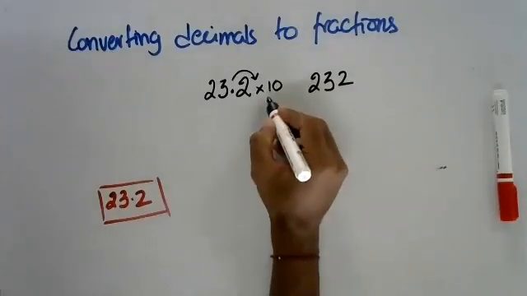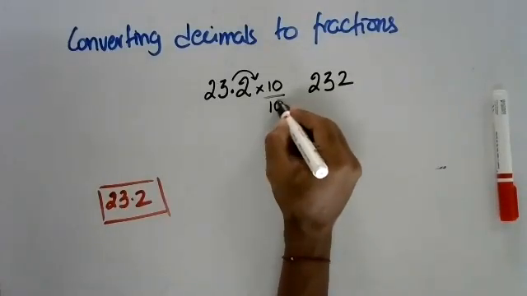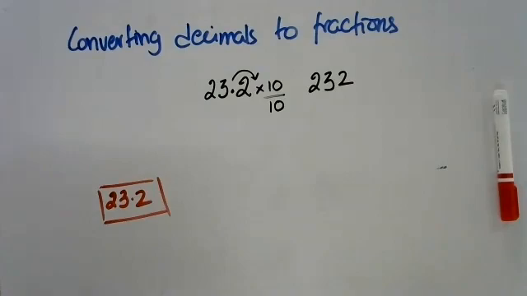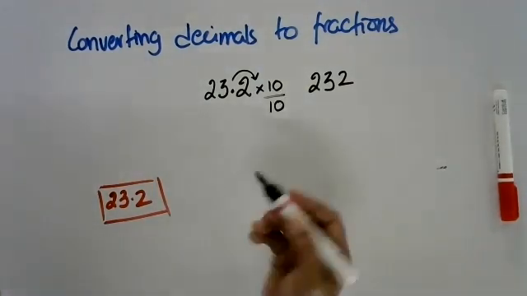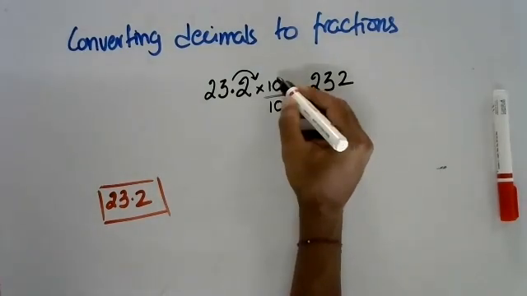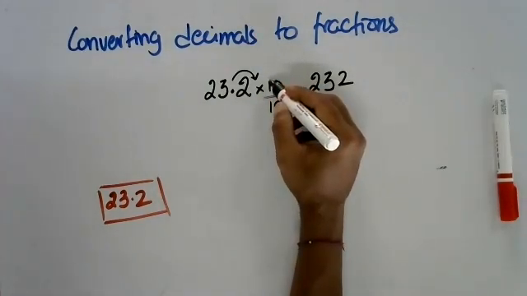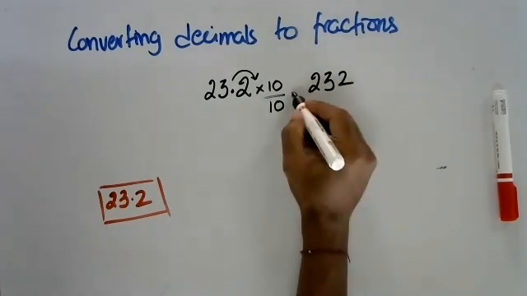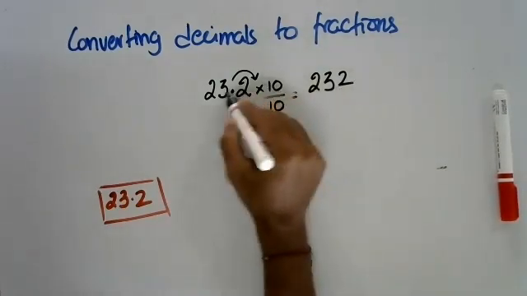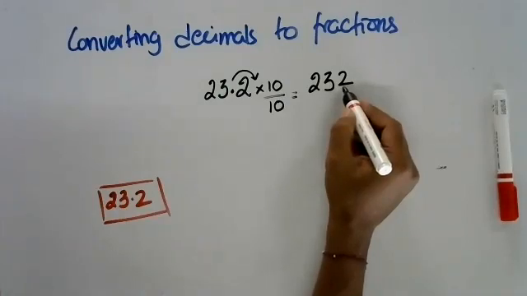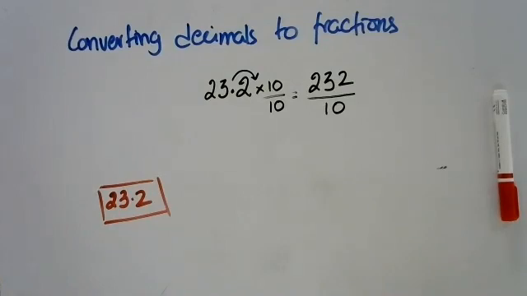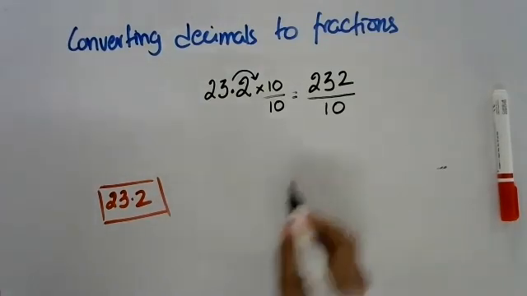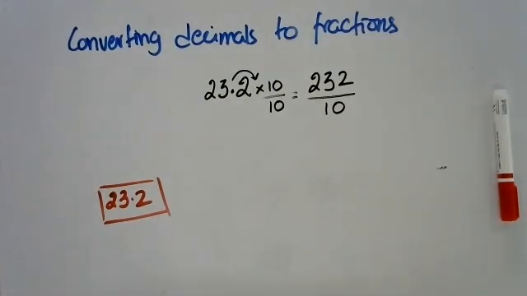But you can do it because in mathematics, the identity function works. If you divide it also by 10, then it's not a problem. Why? Because 10 divided by 10 is 1, and 23.2 multiplied by 1 will be 23.2. However, since you chose to multiply by 10 and wrote it as 232, you have to keep this 10 as it is. Okay, so now you have a number in fraction form. You can see already, 232 by 10.